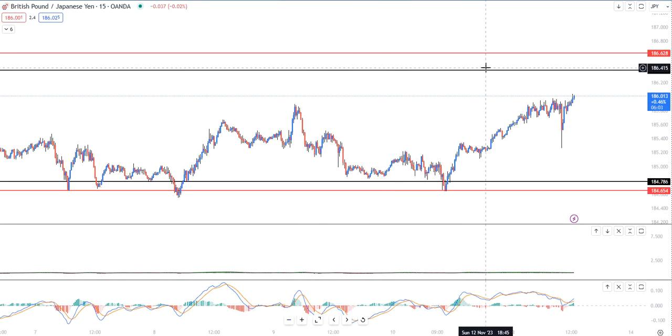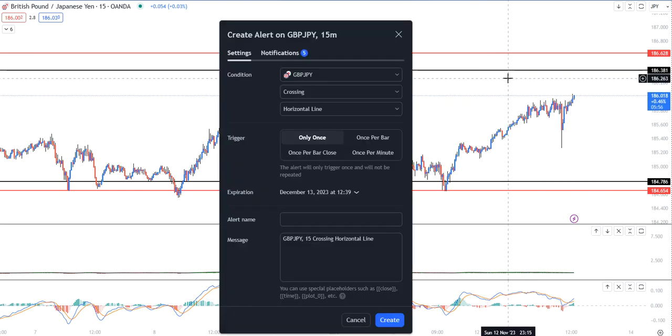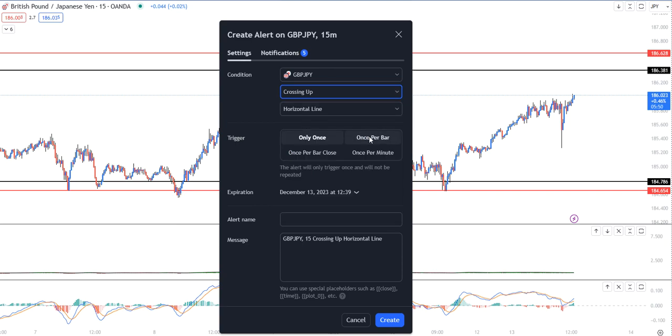And this is going to be your entry point right in here. So right at this point is where you want to add your alert. That is step 4, right? That is step 4. So as price goes up, crosses up, every time price hits that area right there that we identified, I want to be notified.